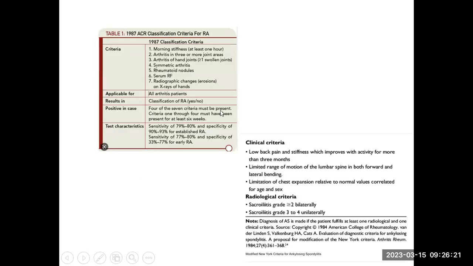Right. Earlier, in those days when we were medical students, these were the classifications we had. In those days, we diagnosed diseases after all the damage had happened. This is the 1987 ACR classification criteria. You can see the criteria.